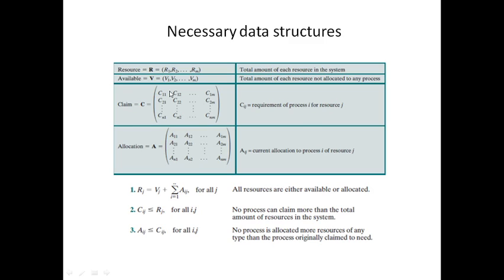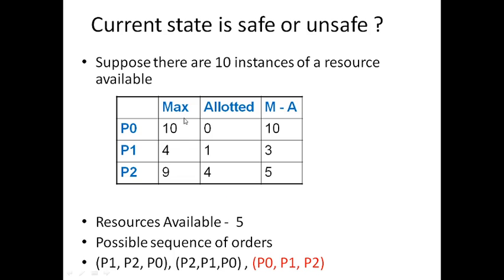So once you know the claim and the allocation, you can subtract the allocation value from the claim to find out how many resources are still pending for each process. That value is also important for the algorithm, which we can calculate manually. Now before going into a complete sample, we will take a simple sample to understand it better.